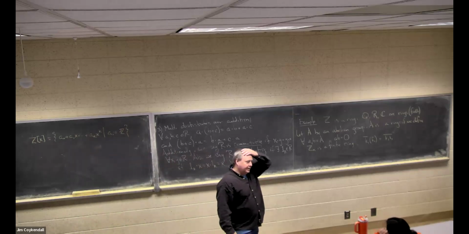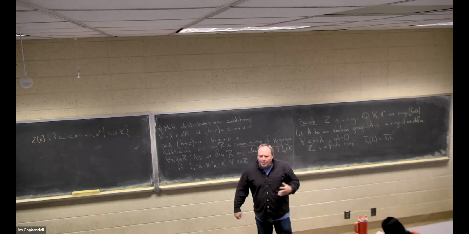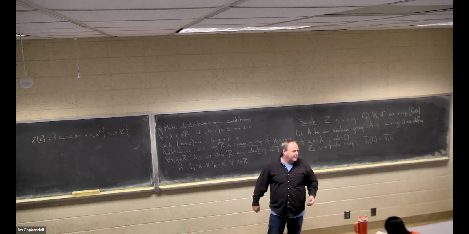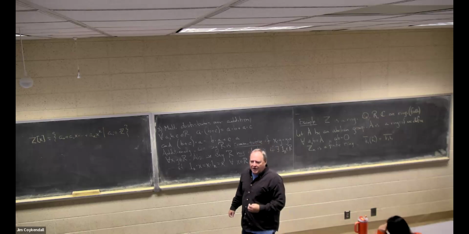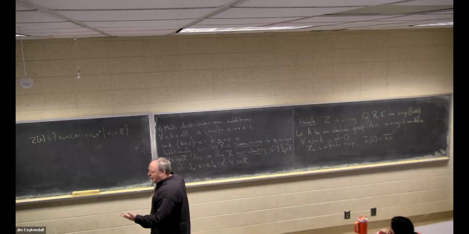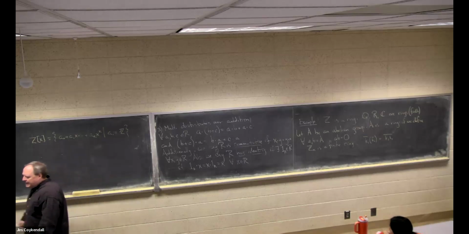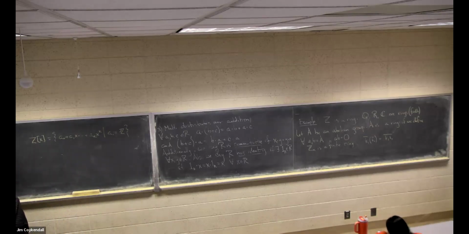This is probably familiar. These are all polynomials of any degree, with coefficients in the integers. What happens if I take two polynomials with coefficients in the integers and I add them up? What do I get? Another polynomial, all of whose coefficients are integers.